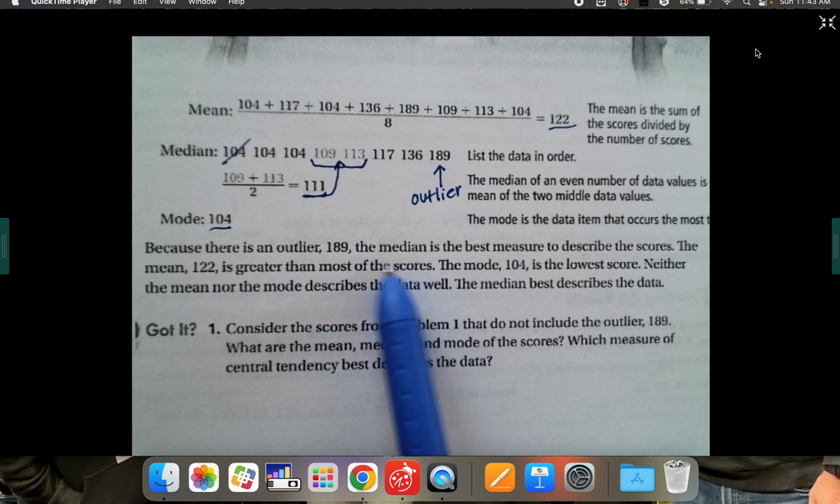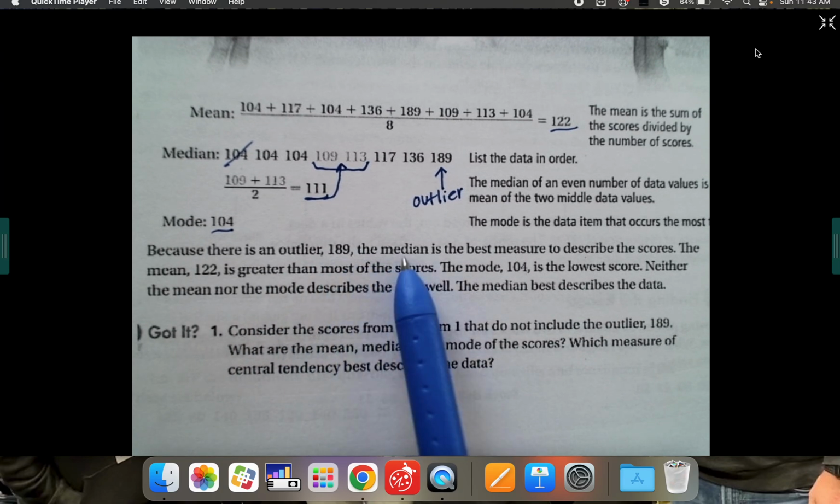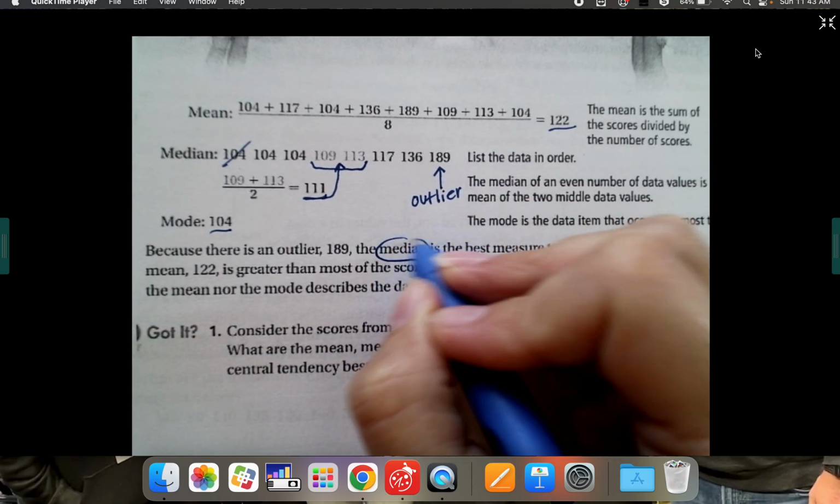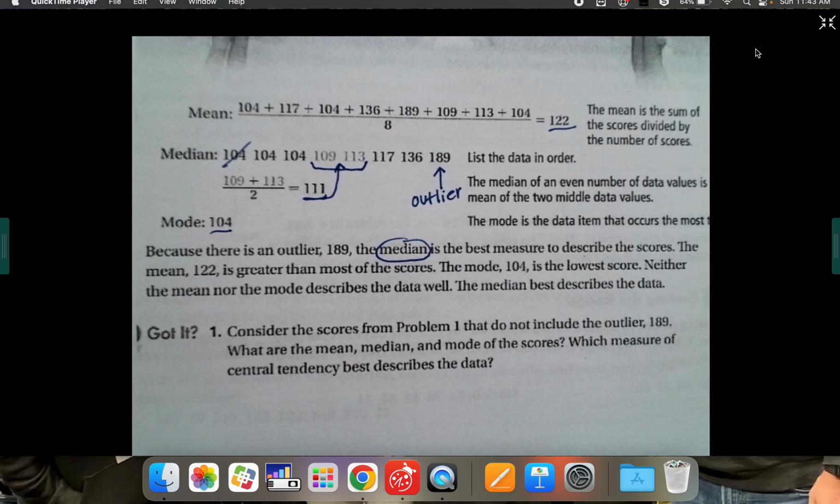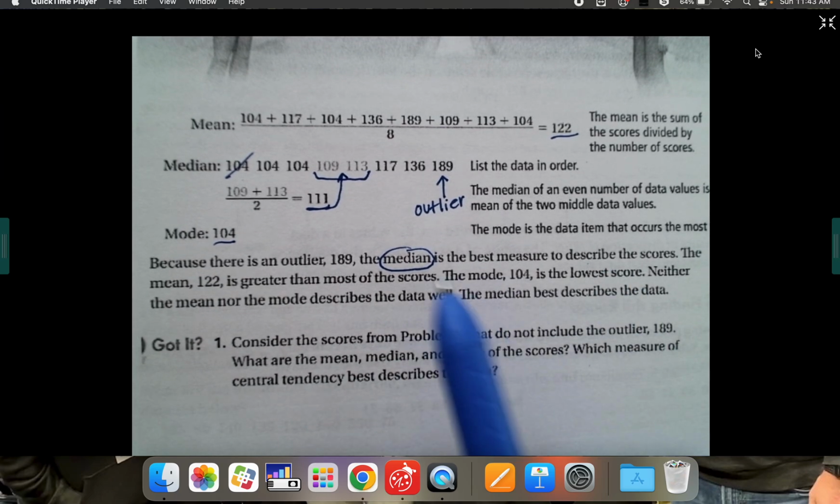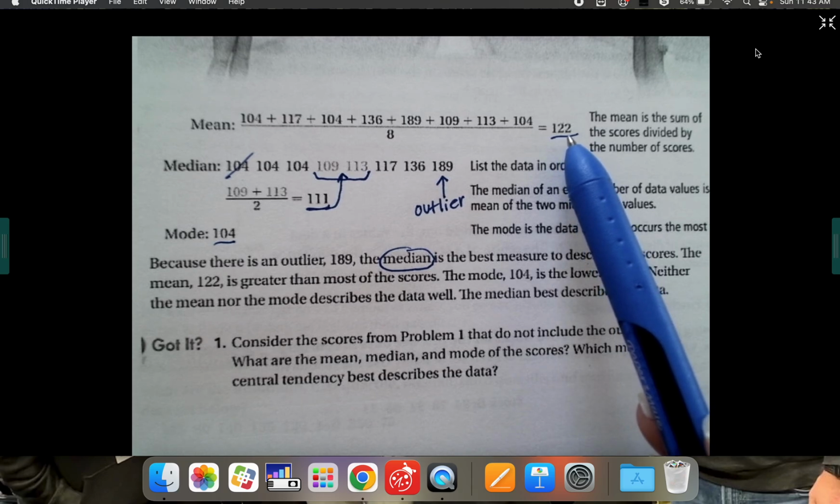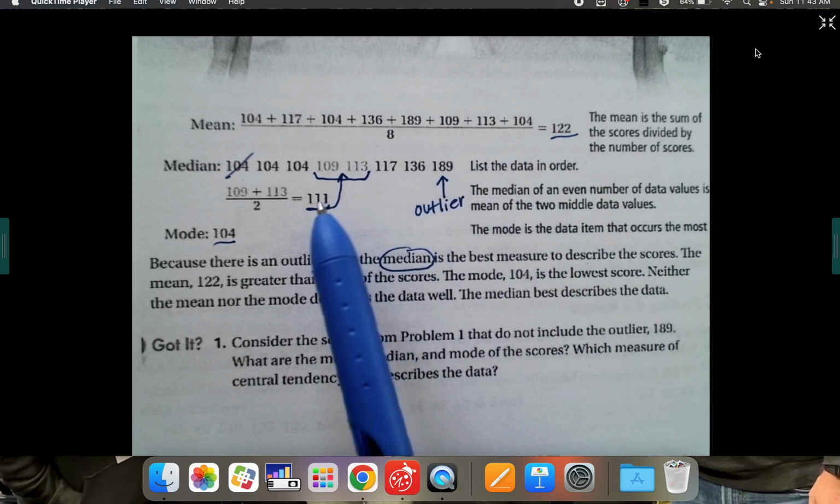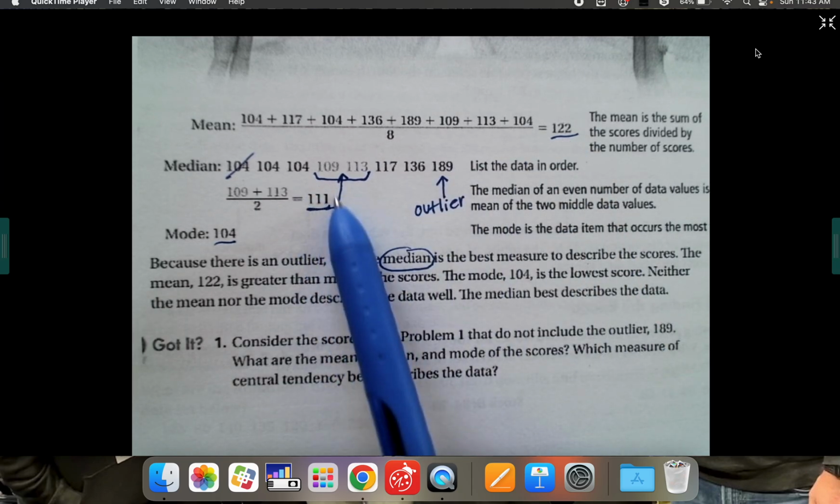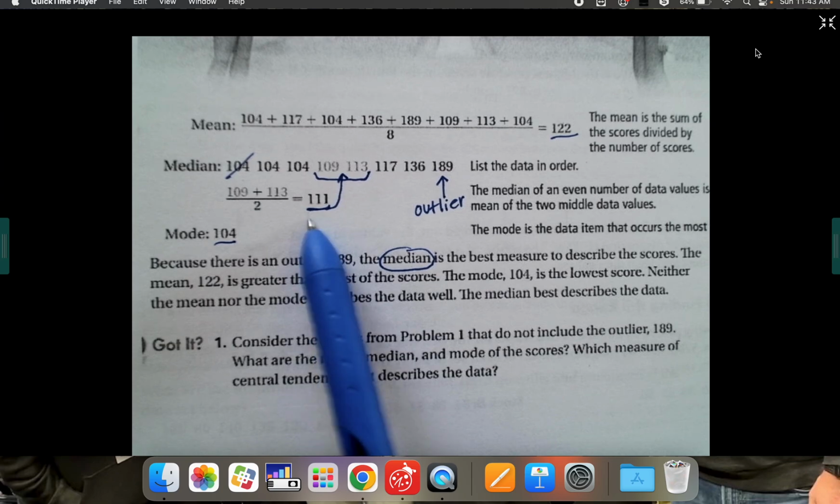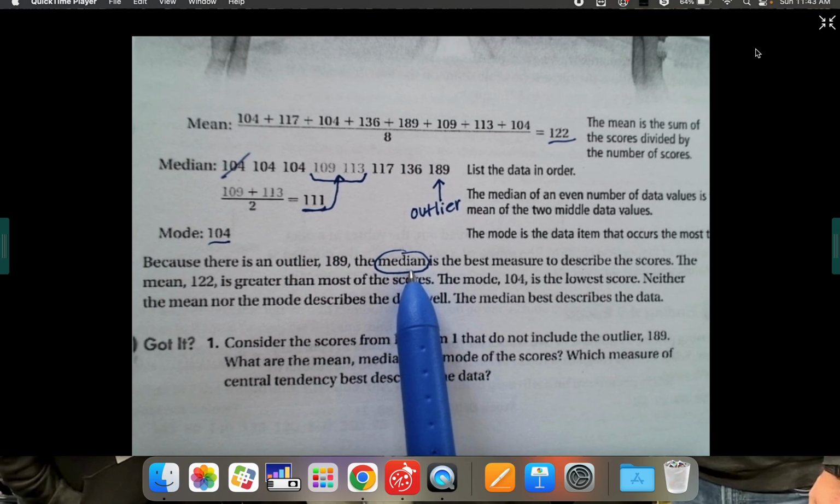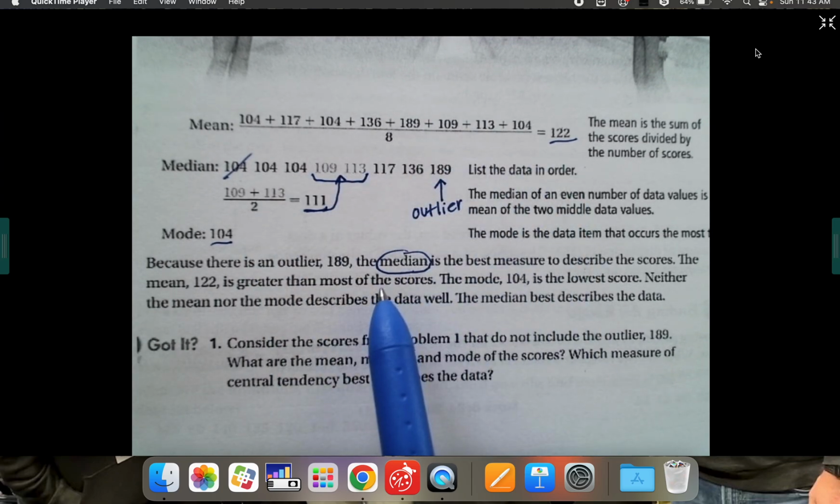So speaking of which, because there is an outlier, the median would actually become the best measure to describe the scores. So if they said, oh yeah, how did these bowlers do? You wouldn't say, oh, well, our average was 122. That's a little skewed because that's higher than almost everybody's number. So instead you go with the 111, the median, because the outlier kind of threw off the average. The best way to arrange the data is by looking at the median. That's the best representation of the data.